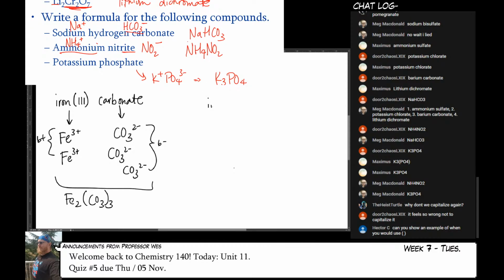But if I did this one instead, where I have iron 2 carbonate, you'll notice that, oh, they're the same charge. They're just going to cancel each other out immediately. And you're right. You wouldn't actually need to put parentheses around that either. Okay? So that's when you would use parentheses, is when you have multiple of an ion that is needed.